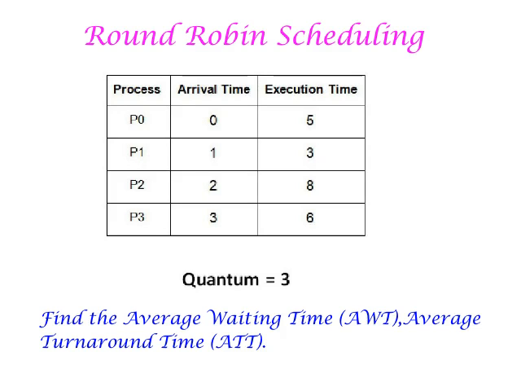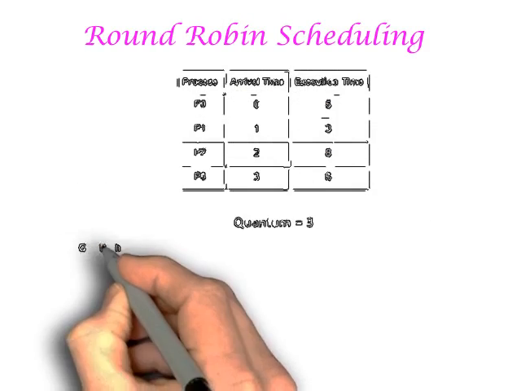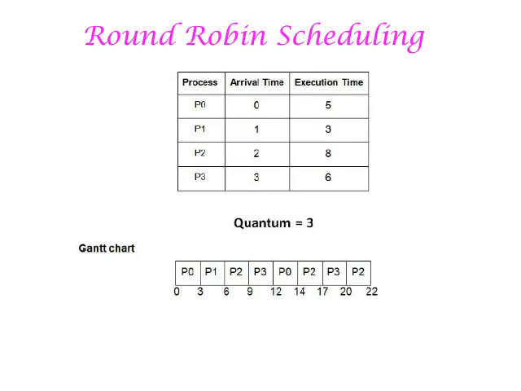Okay. Now draw the Gantt chart. You can see the picture. I will explain how it comes. At 0 seconds, we have only one process, that is P0. So the operating system decides to execute the process in the round robin scheduling algorithm for the quantum of time. In our example, the quantum duration is 3 seconds.